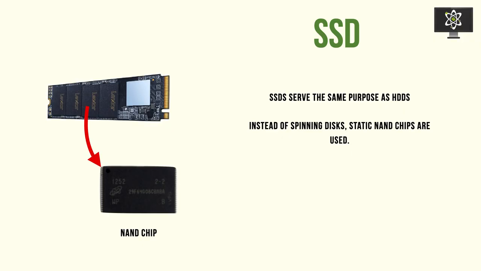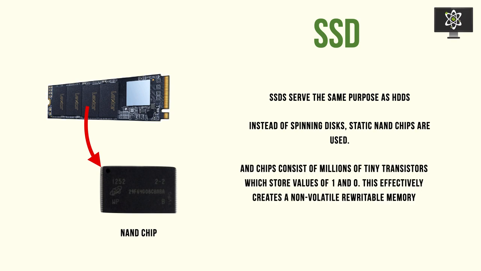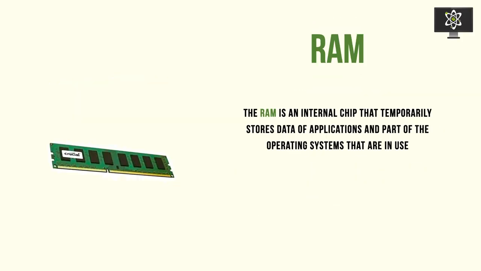They serve the same purpose, but instead of spinning disks, they've got static chips known as NAND chips. Okay, and these chips basically consist of millions of tiny transistors, which essentially store ones and zeros, and that's sort of like your HDD disk elements that go up or down in the magnetic direction. And as a result, they create a type of read-writable memory that's volatile. And effectively, this forms a non-volatile read-writable memory.